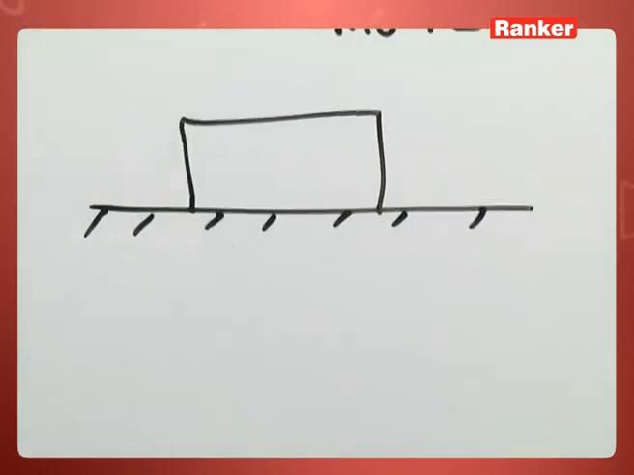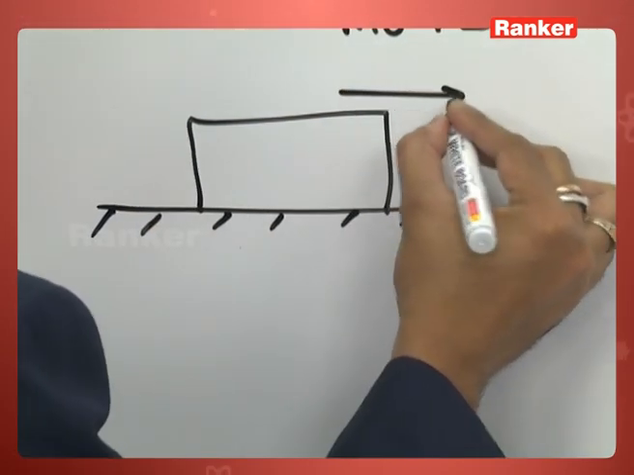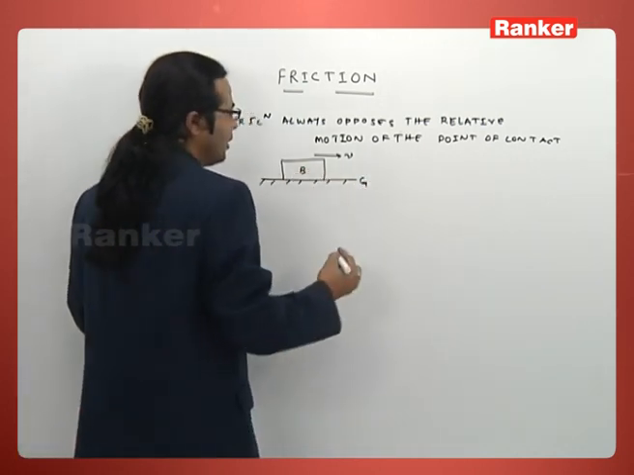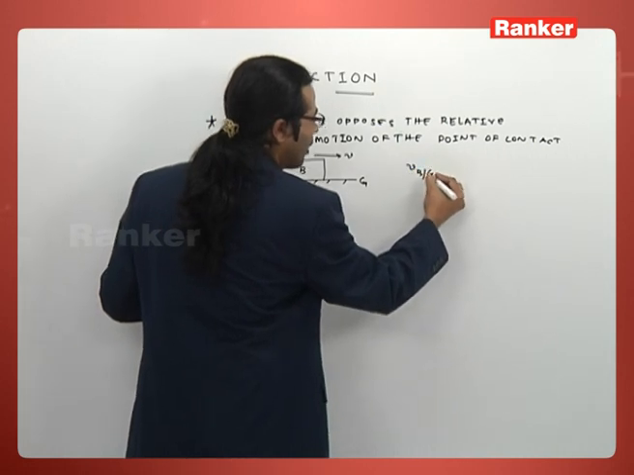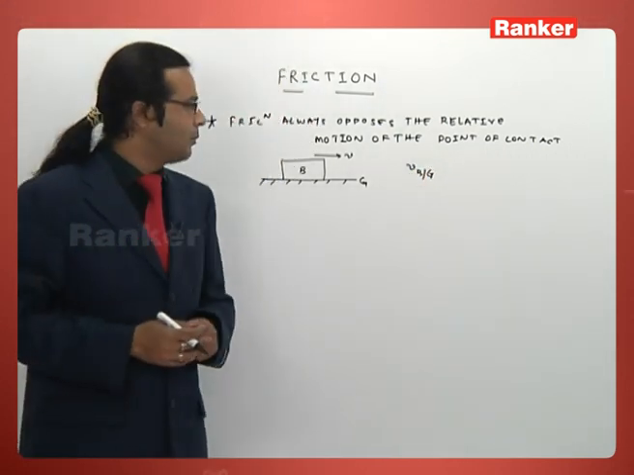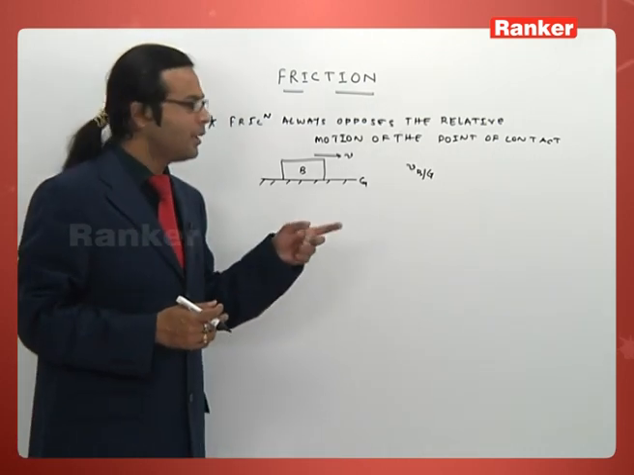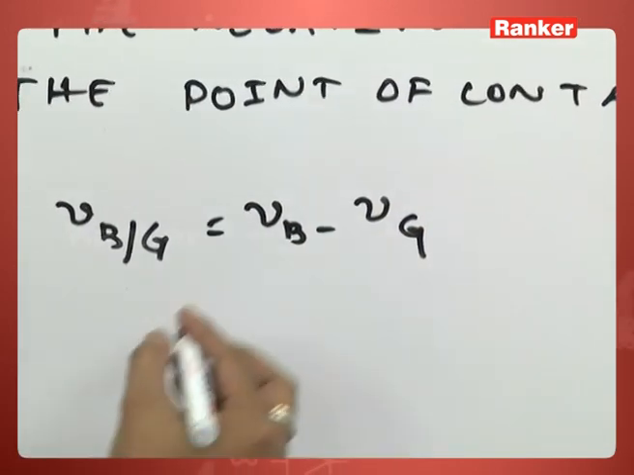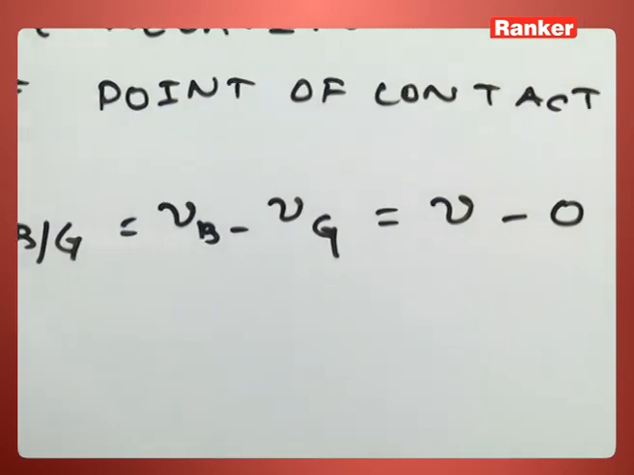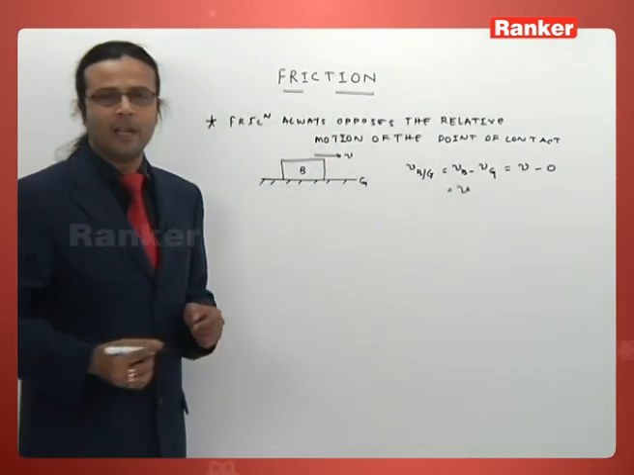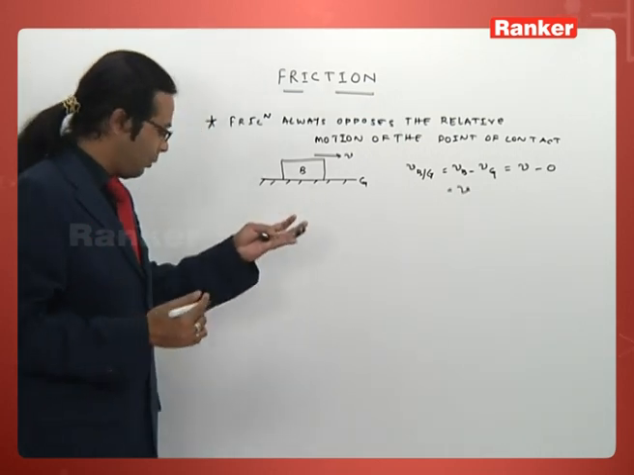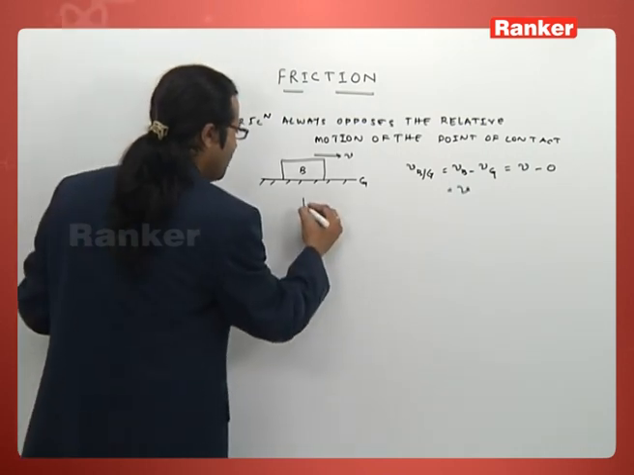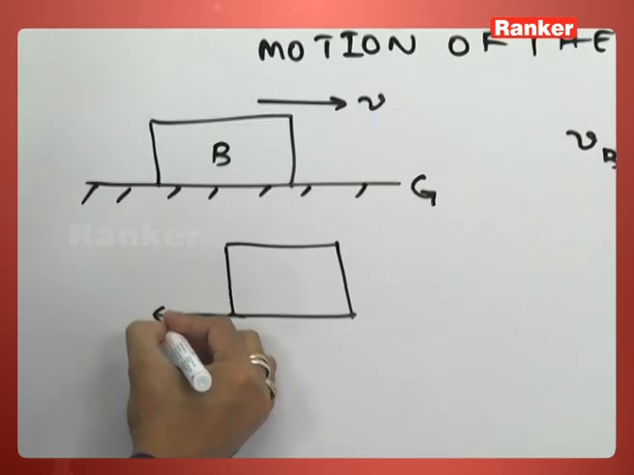a block is kept. Now if the block starts moving forward with a velocity v, this is the block, this is the ground. So velocity of block with respect to ground, always we will take the relative motion, and relative motion is nothing but the subtraction. So I will take this as velocity of block minus velocity of ground. Velocity of block is v minus ground 0, this is v. That means the relative motion of the block with respect to ground is in the forward direction. So frictional force on the block will be in the backward direction in this way.